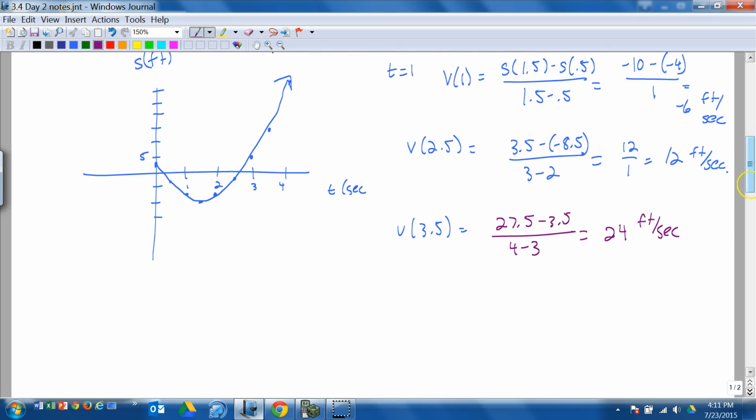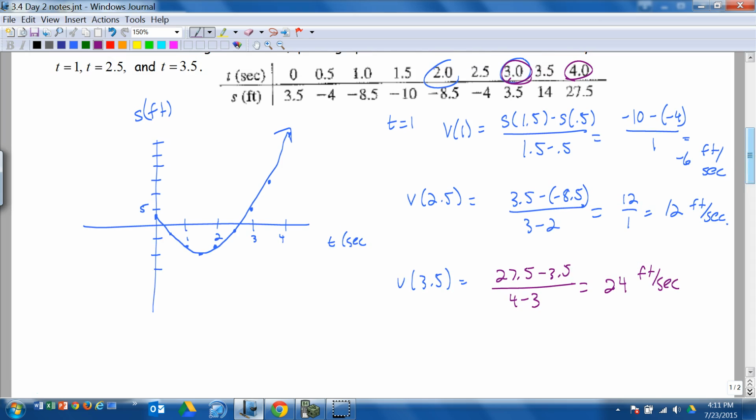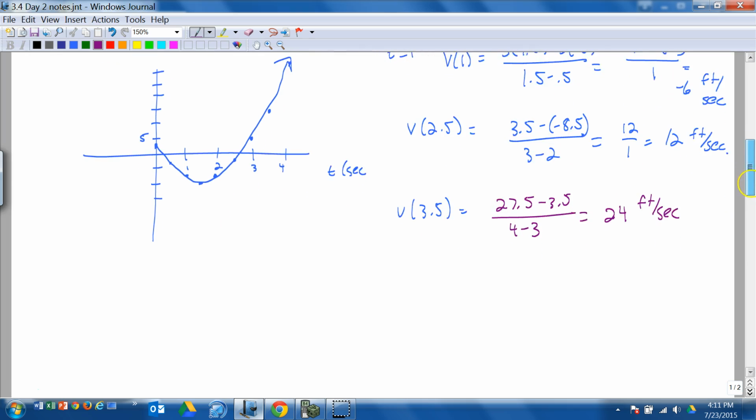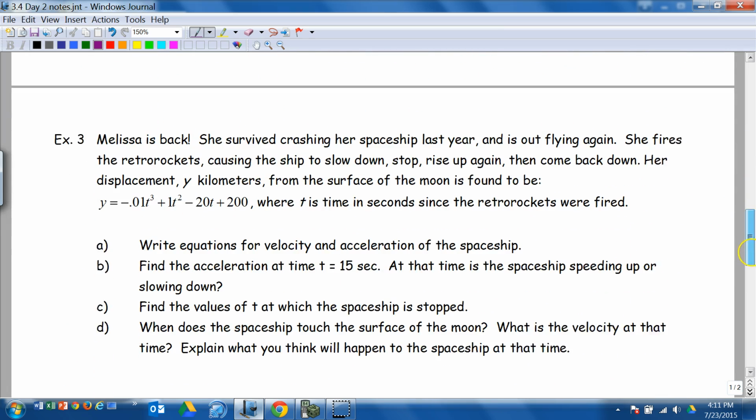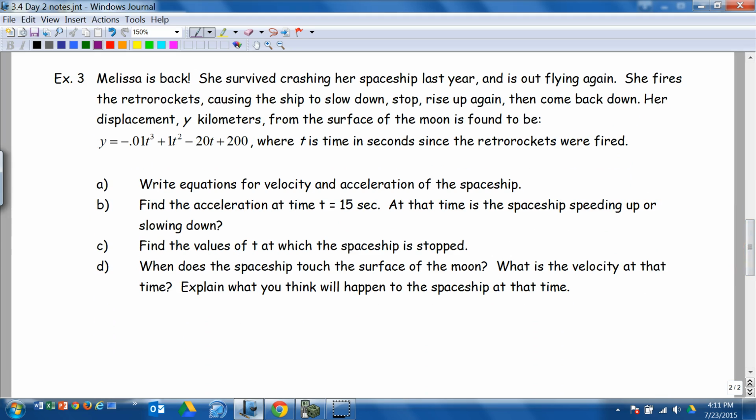Alright, so that's how you get velocities off of points. Remember, you take either side, find the slope. Alright, last problem. Melissa's back from last year. She survived her crash and is flying again. She fires her retro rockets, causing the ship to slow down, stop, rise up again, then come back down. Her displacement in kilometers from the surface of the moon is found to follow that equation.